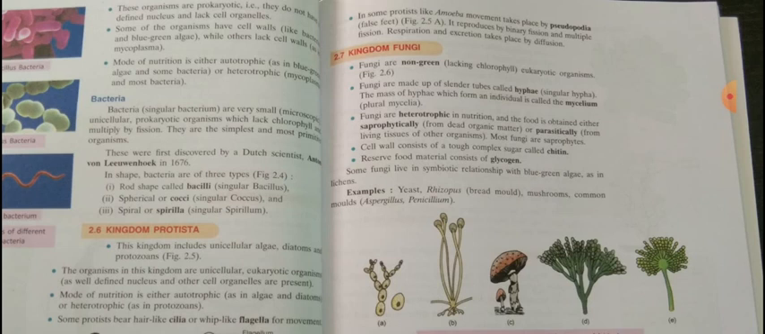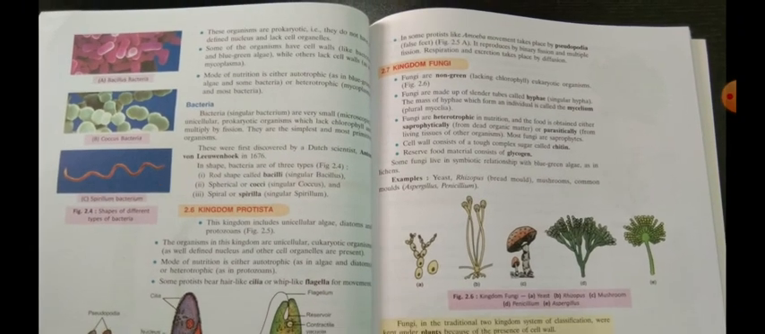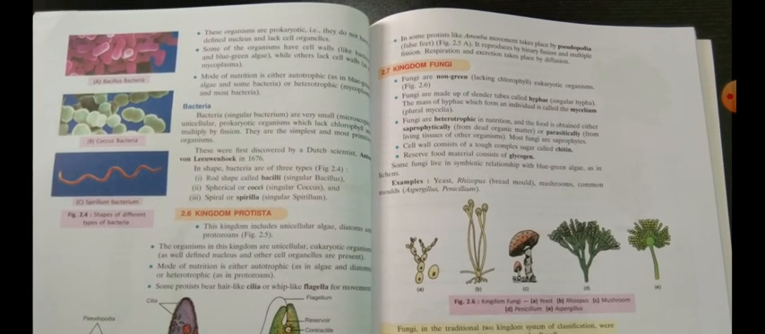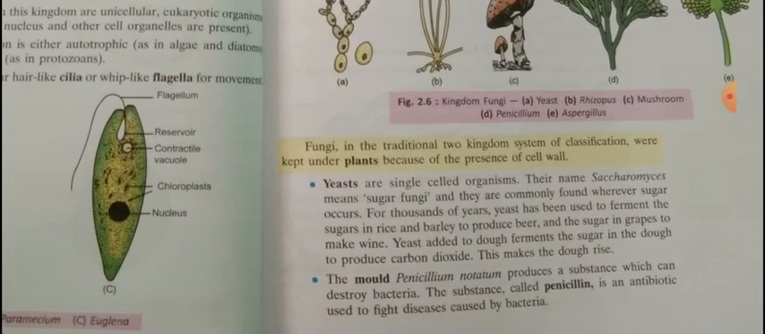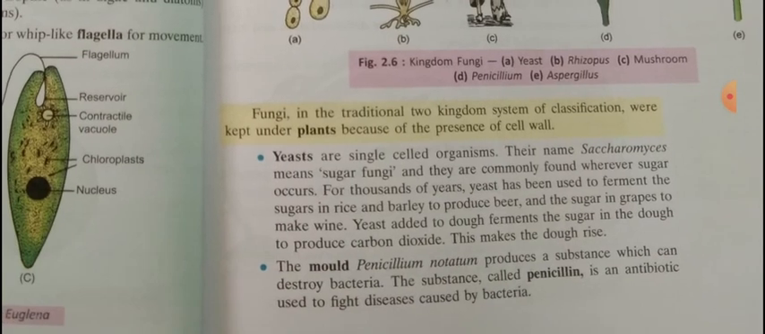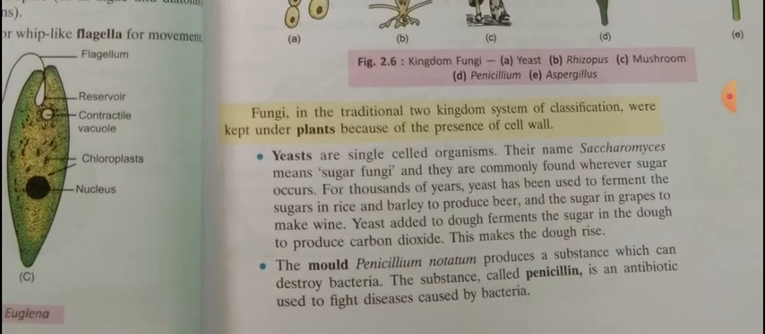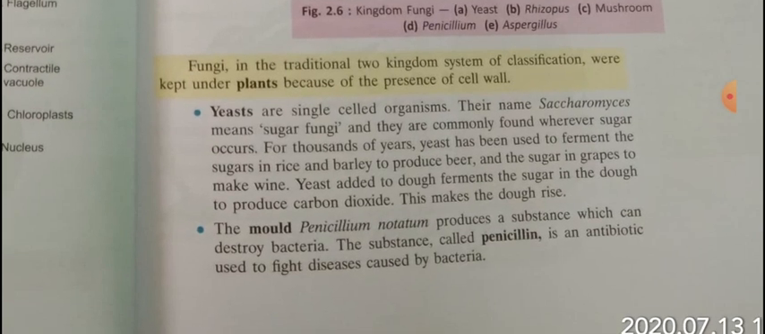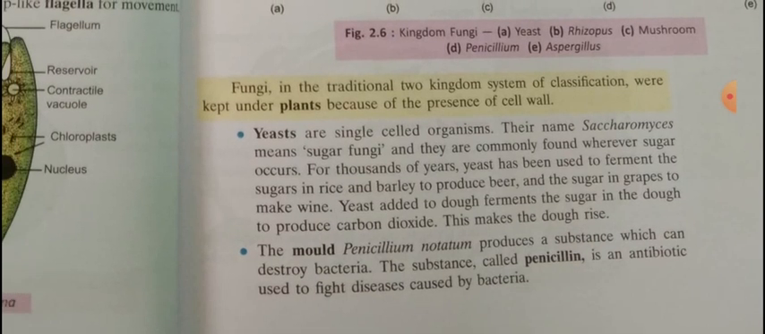Some fungi live in symbiotic relationship with blue-green algae, as in lichens. Some of the examples of fungi are yeast, rhizopus, mushrooms, common molds, etc. Fungi in the traditional two kingdom system of classification were kept under plants because of the presence of cell wall. Yeasts are single celled organisms, and for thousands of years yeast has been used to ferment the sugar in rice, barley to produce beer, and sugar in grapes to make wine.